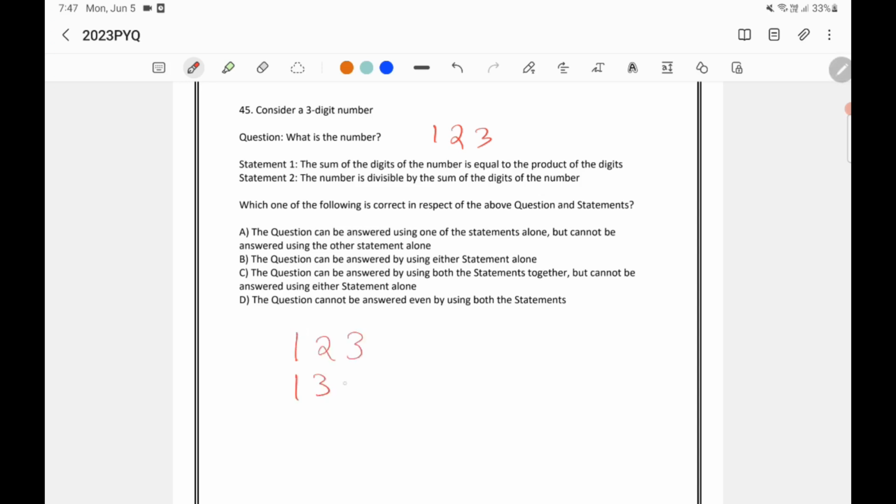It could be 1, 3, 2. It could be 2, 3, 1. It could be 2, 1, 3. It could be 3, 1, 2 and it could also be 3, 2, 1. So these many possibilities are there by using statement 1 alone.